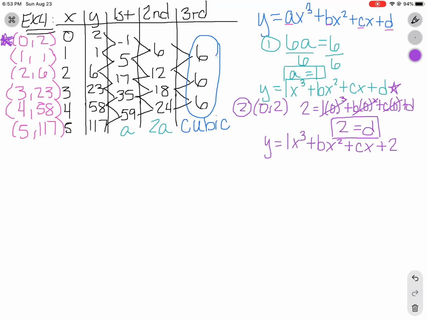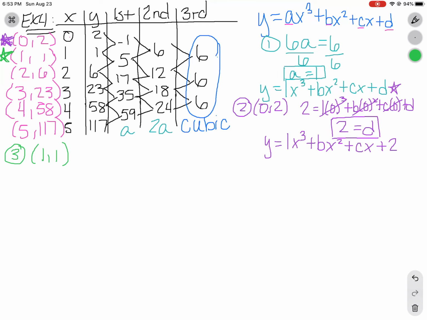So now we're halfway there. All we need to know are B and C now. So I'm going to switch colors again for my third step. And I'm going to go into another point in my table. And this time it doesn't matter which point you use. You could use 5, 117, but arithmetic-wise, that would be a lot harder to work with than 1, 1, and 2, 6. So we're going to work with 1, 1 first.